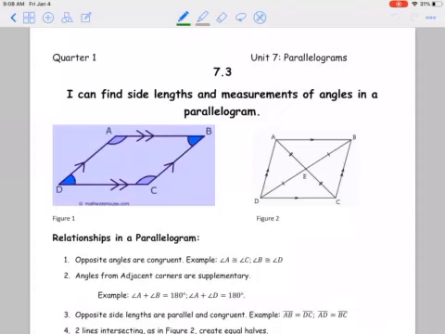Last section of this unit. So you're going to think this is the easiest unit ever. 7.3 is talking about parallelograms, so kind of putting together the relationships of those angles from parallel lines.